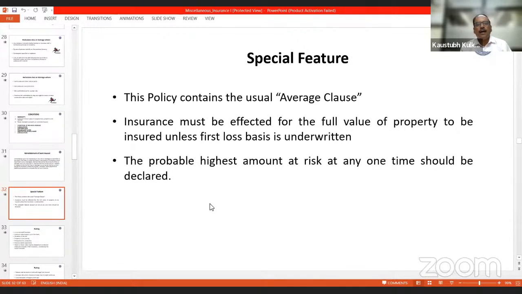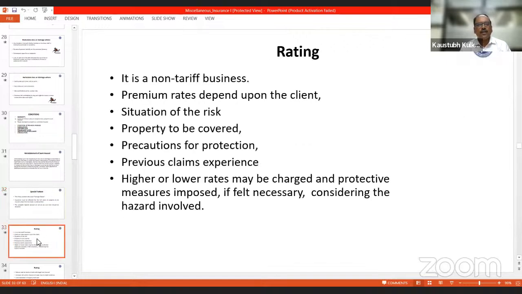The probable highest amount at risk at any one time should be declared. So here, what is the sum insured? It is the highest amount at risk at any one time to be declared within 365 days. This is the sum insured under the burglary policy. The rating will depend on certain parameters.